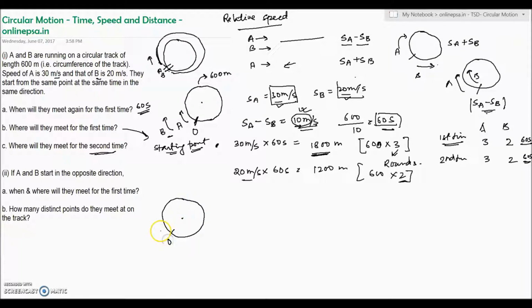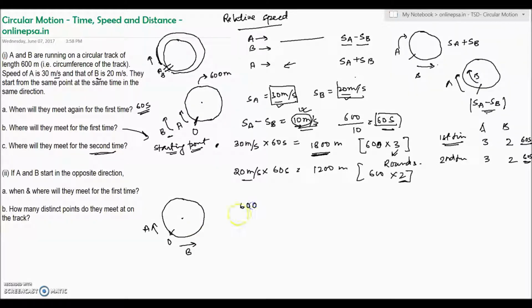This is the starting point. A starts like this in this direction and B starts like this. Okay, A's speed is 30 and B's speed is 20. So you can see that together they are trying to cover the entire circle. So where will they meet and after how much time will they meet?